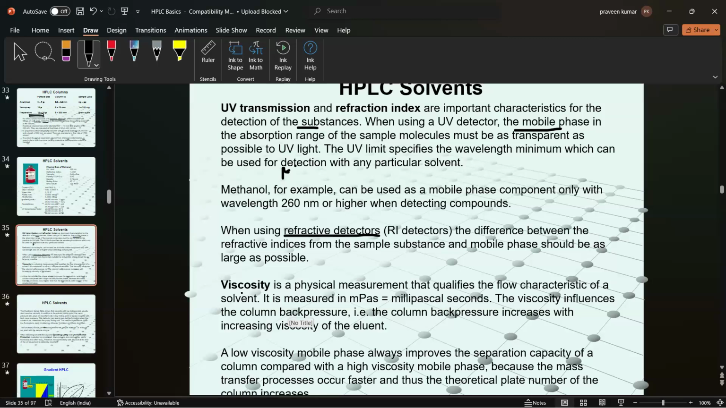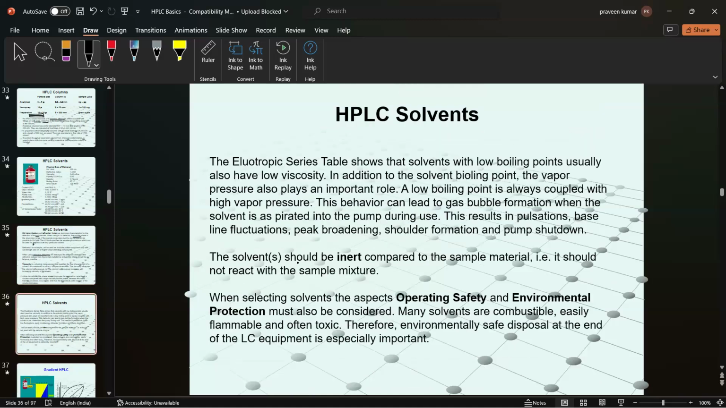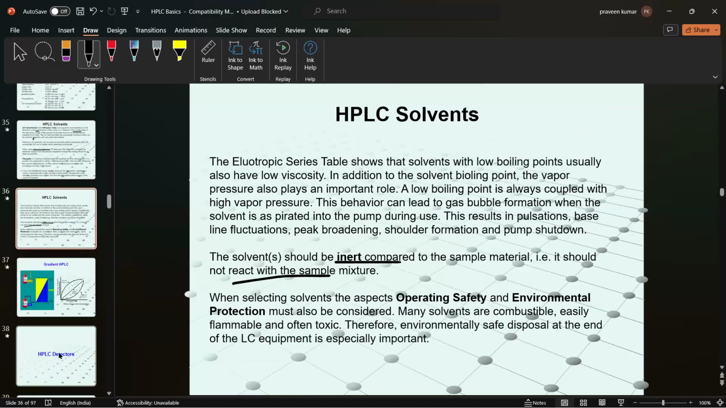And as I mentioned, the mobile phase which is used for the HPLC should be less viscous, because an increase in the viscosity of the mobile phase can lead to an increase in the back pressure, and also lead to breakdown of the pump. So the solvent must be inert. It should not react with the sample mixture.